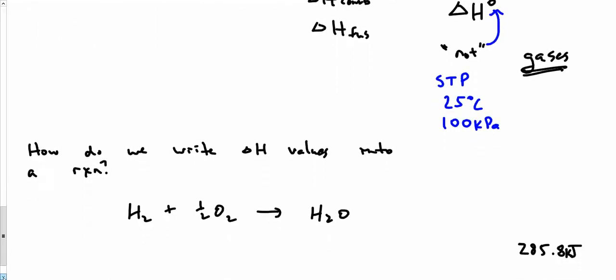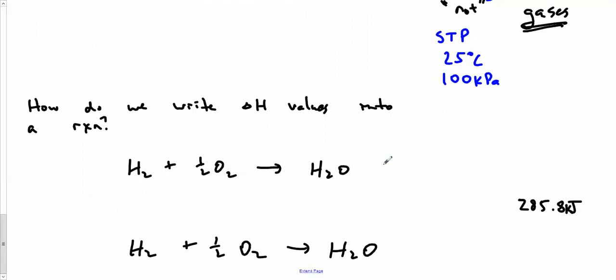And now finally, how do we write delta H values into a reaction? Here I've got hydrogen and oxygen combining to form water. Energy is being given off here, so it's being made, it's being produced, so it's going to be on this side of the reaction, so I would put plus 285.8 kilojoules.